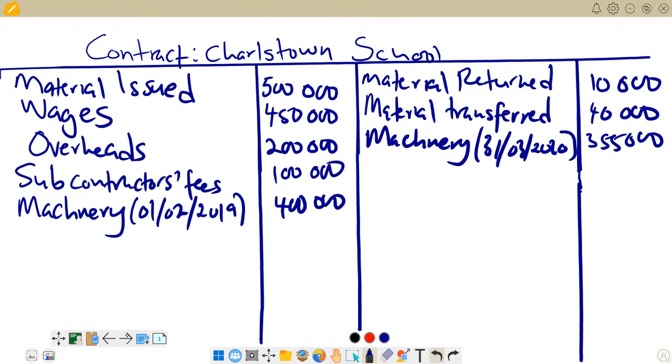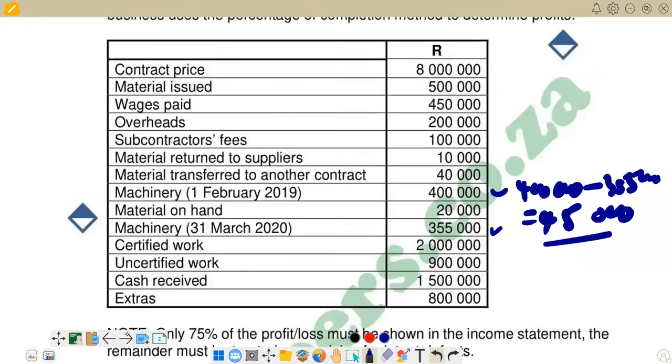Then we go back to check what we have. Right. After the value of machinery at the beginning, we've also got material on hand, 20,000. Remember, we said this is material issued, 500. So out of the material issued, there was some material which was retained, so we entered it on the credit as a reduction. And then we also have material transferred to another contract, 40,000, which we entered on the credit as a reduction.